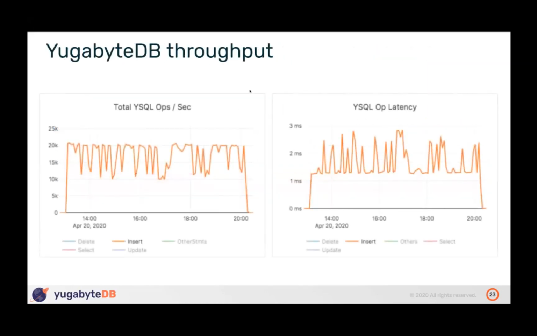Now, in stark contrast, Yugabyte's throughput held steady, and you do see these jagged patterns, and we're going to talk about what those represent at a later point. However, if you just average out those jagged patterns, you're able to see that there's relatively steady progress in terms of the throughput.